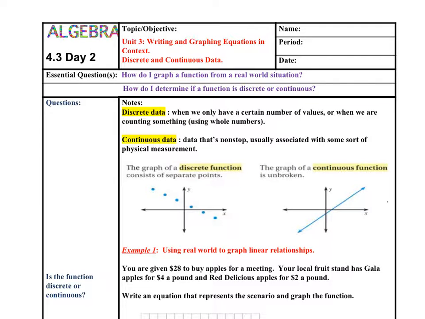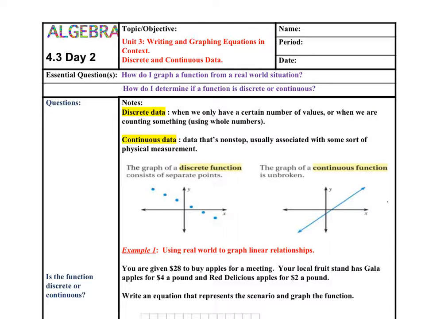Today we're talking about discrete and continuous data. Discrete data is when we have whole numbers of things, usually certain values, things that we're counting by, things like people, or number of shirts, or number of donuts, things that you can only have whole numbers of. And then continuous data is data that does not stop, and it is connected, usually measurement, so like time or distance or miles, things that you can have parts of, dollars.